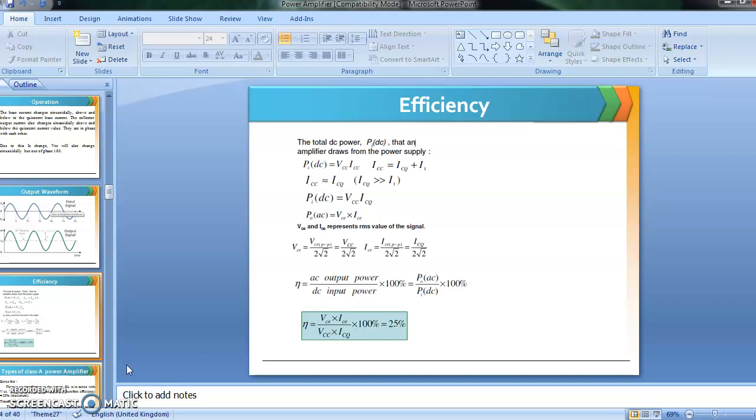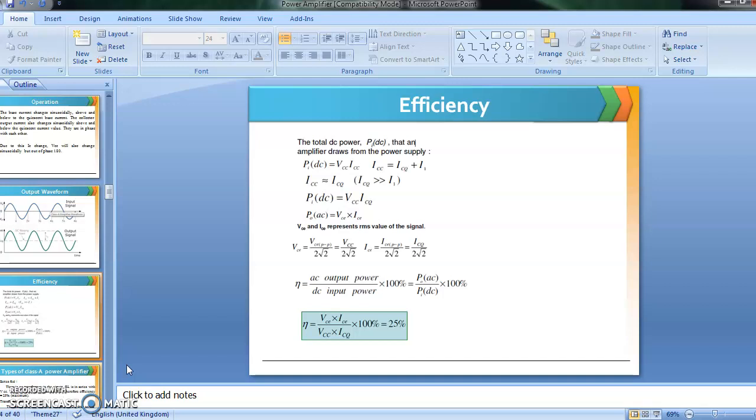So ICC means it's a summation of the DC collector current plus the current flowing through the R1 resistor. Assume that the current flowing through the R1 resistor will be very low compared to the DC collector current. So ICC will become ICQ. Now the input DC power is equal to VCC into ICQ. This is equation number 1.